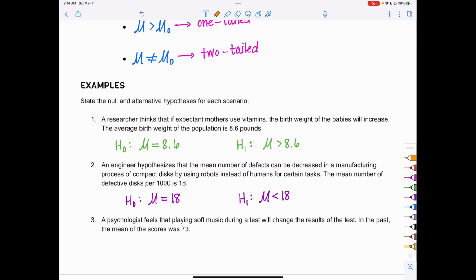All right. Last but not least, example 3, it says a psychologist feels that playing soft music during the test will change the results of the test. In the past, the mean score was 73. So I know that my H sub 0 here is basically saying that my mean is going to be equal to 73. However, for my alternative hypothesis, it says that they feel that playing soft music during the test will change the results of the test, meaning it may not change it in a negative or a positive way. It's just going to change. It's going to be different. So here I can say that my mu or my mean is not going to be equal to 73.